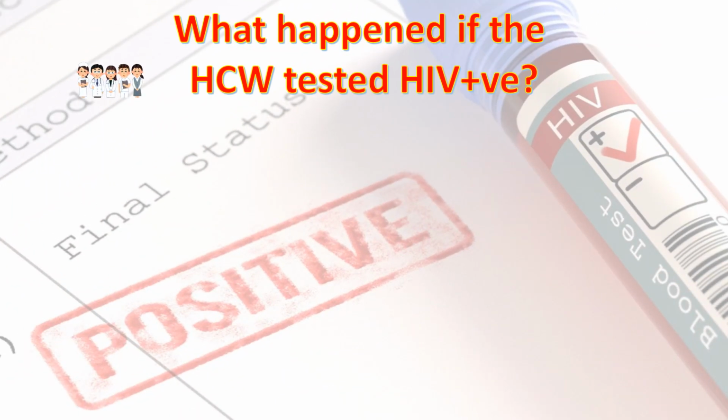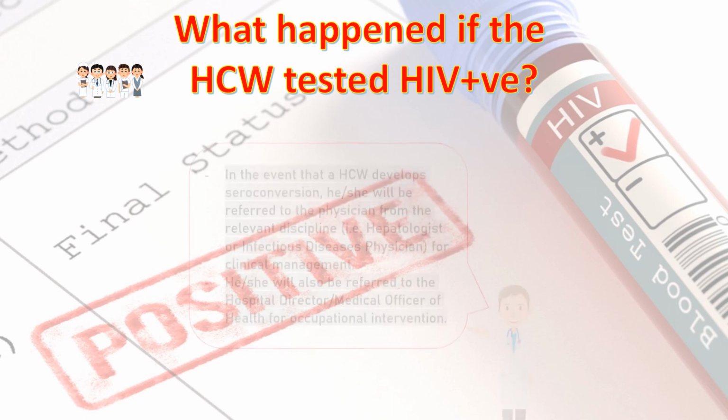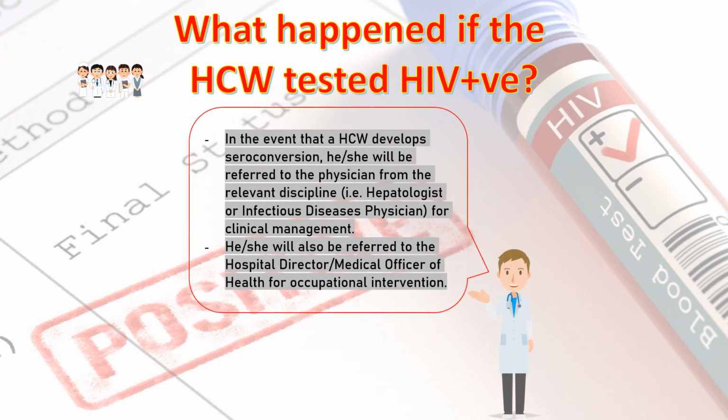What happens if the healthcare worker tests HIV positive? In the event that a healthcare worker develops seroconversion, he or she will be referred to a physician from the relevant discipline like a hepatologist or infectious diseases physician for clinical management. He or she will also be referred to the hospital director or medical officer of health for occupational intervention.